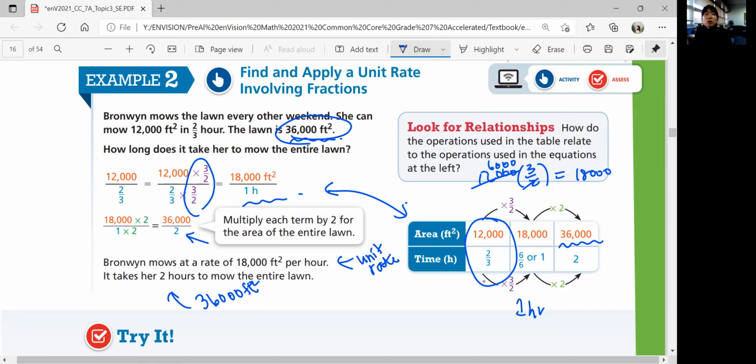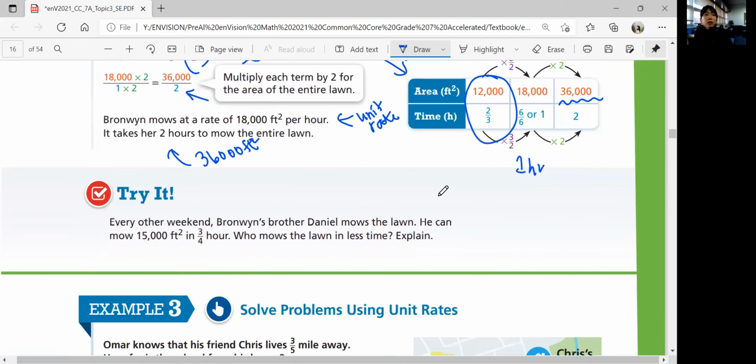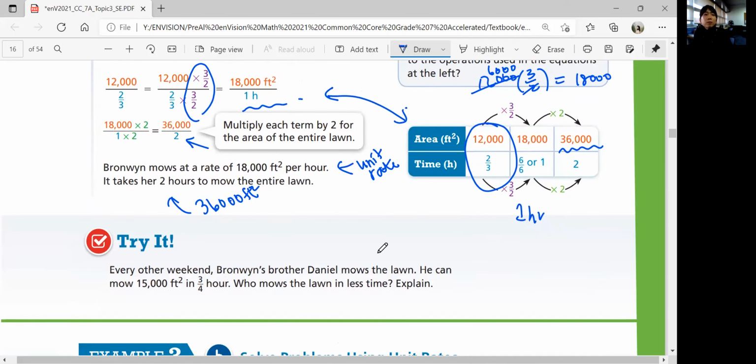Okay, so let's look at the try question. Every other weekend, Bronwyn's brother Daniel mows the lawn. He can mow 15,000 feet square in 3/4 hour. Who mows the lawn in less time? Now we need to compare them. In order to compare them, you need to find the unit rate. Unit rates are the easiest to compare. Okay, so you already have a unit rate for Bronwyn, 18,000 feet square per hour.